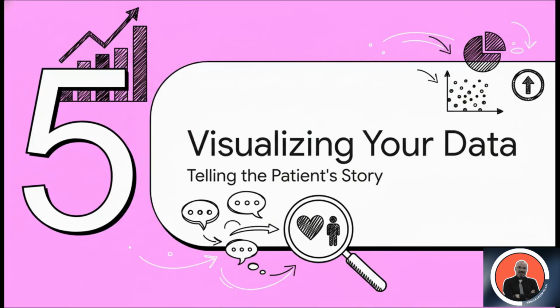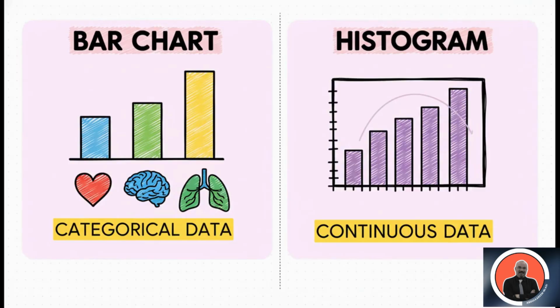Okay, so we've collected our data, we've organized it into a tidy format, and now we understand its properties. What's the final step? Well, it's to communicate what we found. We need to tell the patient's story using one of the most powerful tools we have, data visualizations. You're going to see two charts all the time, the bar chart and the histogram. They might look similar, but their purpose is entirely different.